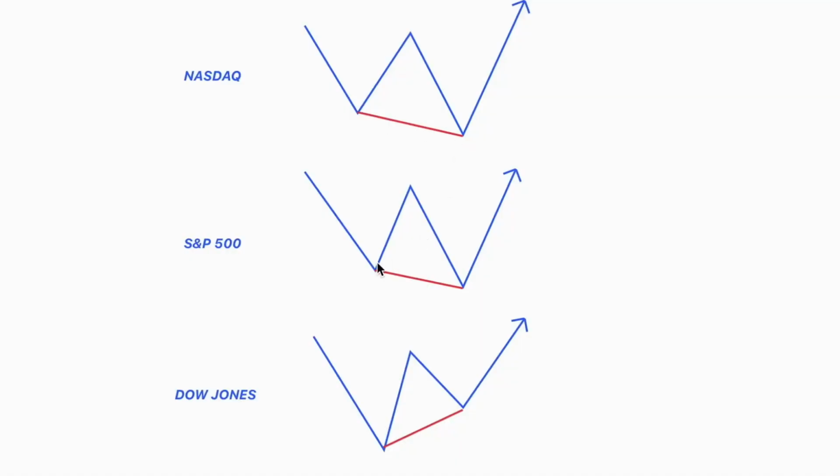While Nasdaq and S&P 500 are making lower lows, Dow Jones is making a higher low. These two indices took the liquidity resting below the swing low when the Dow Jones didn't. Therefore, we have a bullish divergence and we expect the price to go higher.